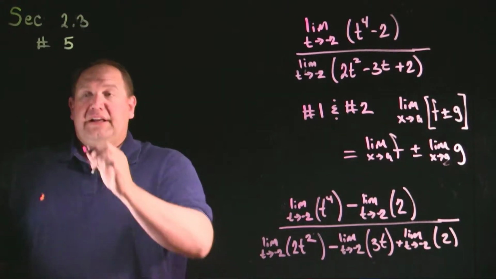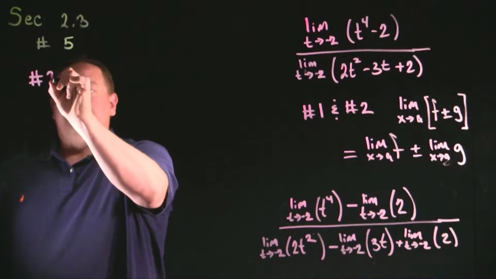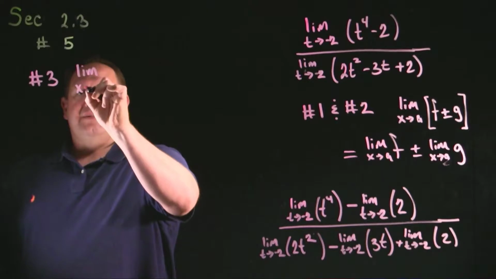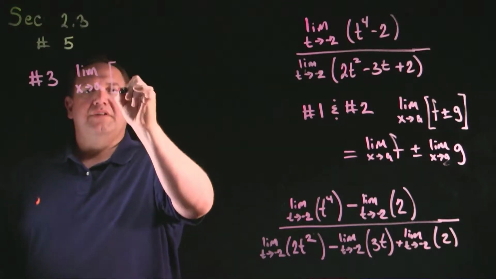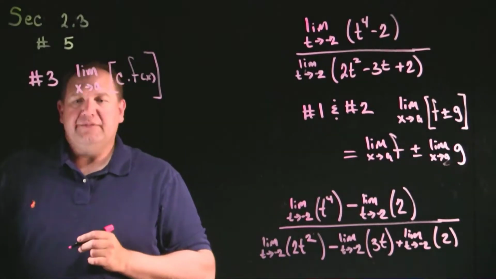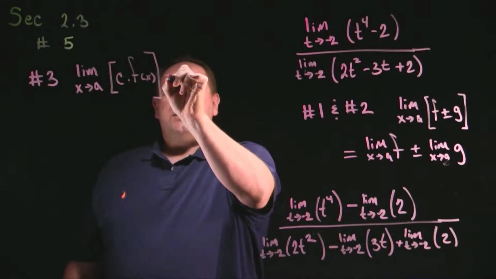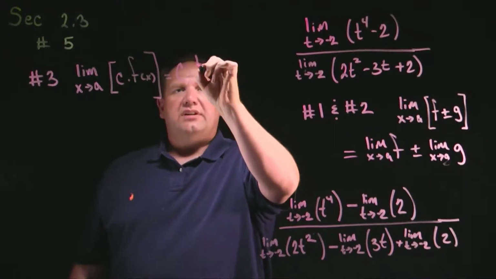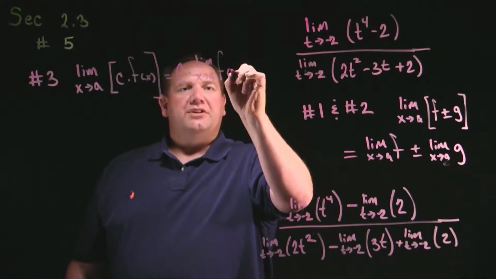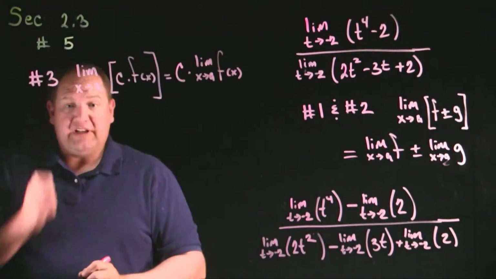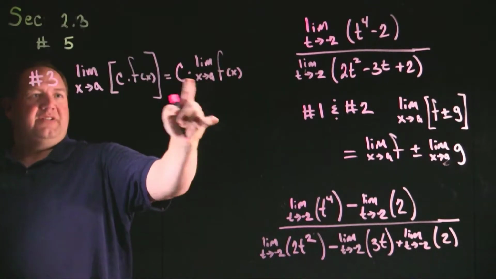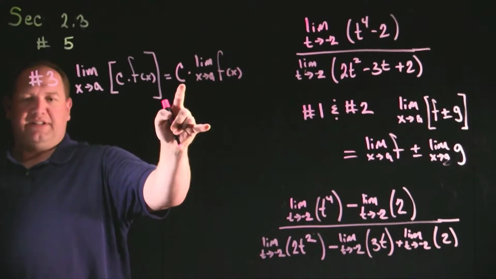Okay, so the next limit law that I'm going to use is number 3. And number 3 says that if I have the limit as x approaches a of a constant times a function of x, then I can rewrite that by saying that this is equal to the constant times the limit as x approaches a of the function of x. So in other words, what I've done is taken the constant and moved it to the outside. So now it's out front.